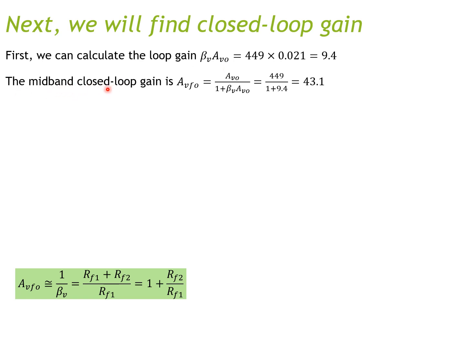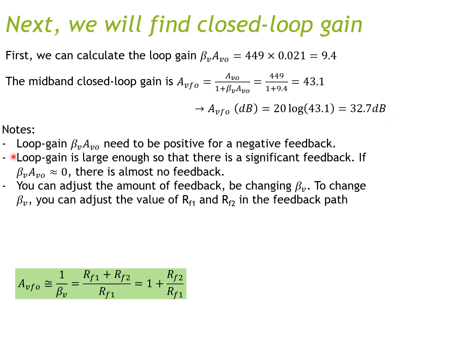We also can calculate the mid-band closed loop gain using this equation. ABF equal to AB over 1 plus loop gain. That's going to be 43.1. You can calculate that in dB, and it's going to be 32.7 dB. So let's take some notes here. If you look at this equation, the loop gain needs to be positive for this to be negative feedback. Negative feedback means the closed loop gain is going to be less than the open loop gain.